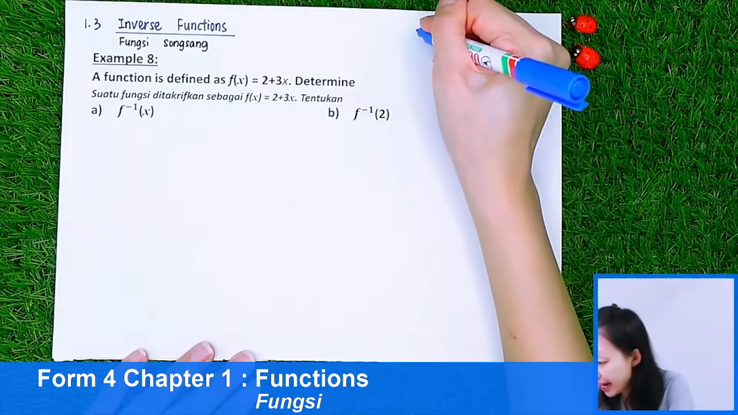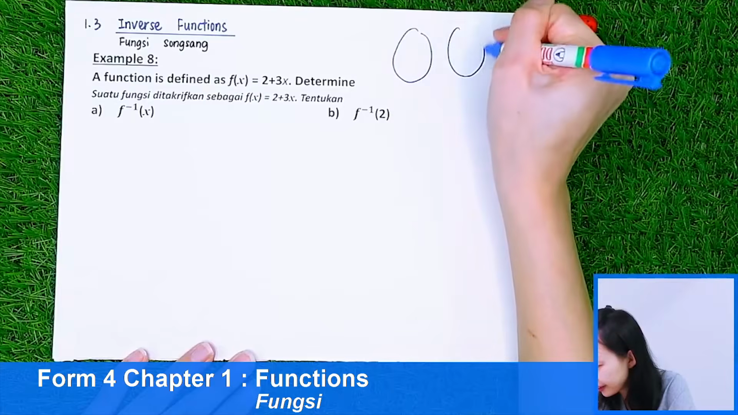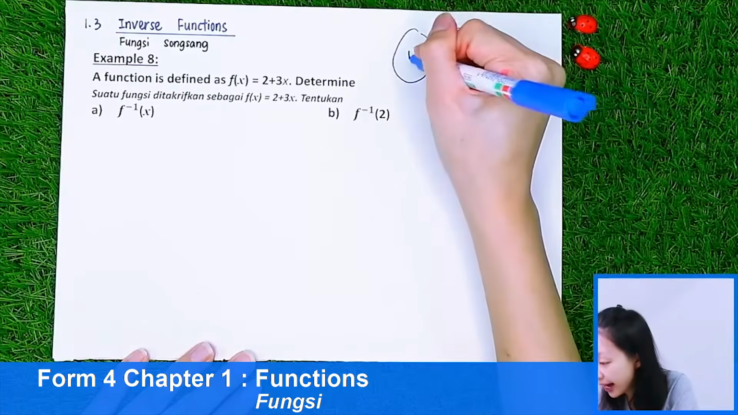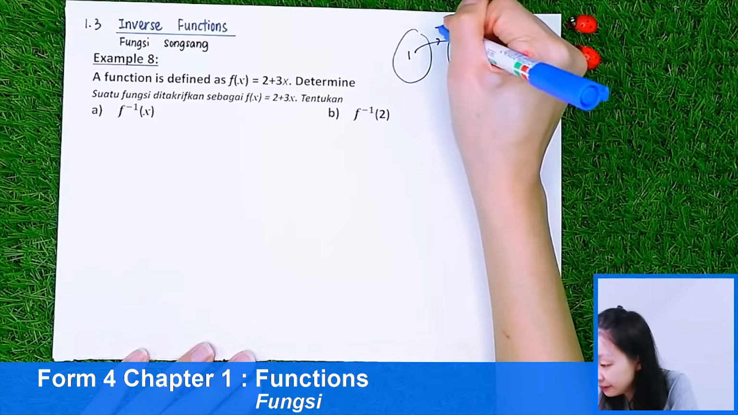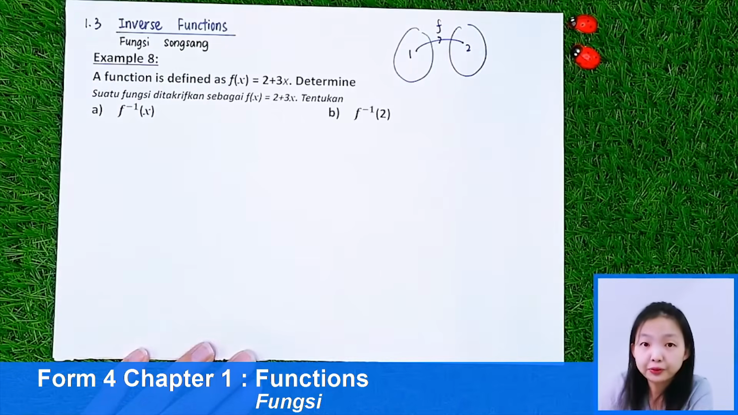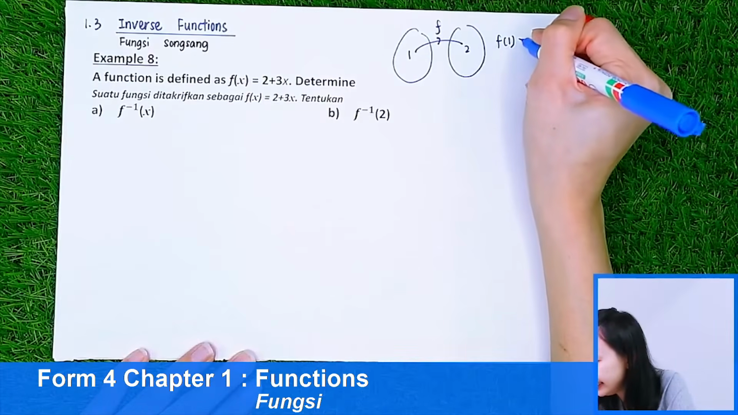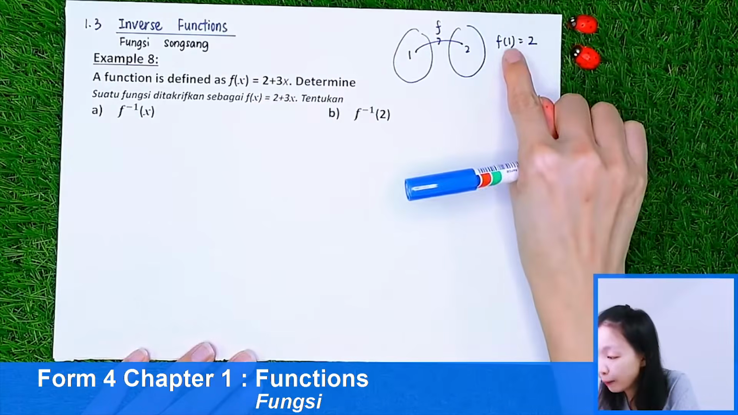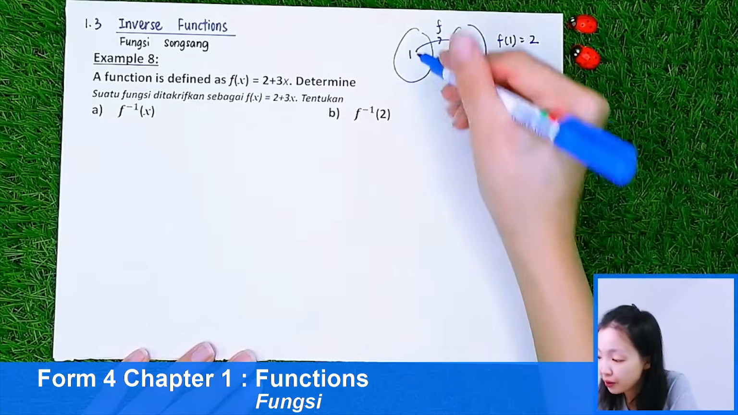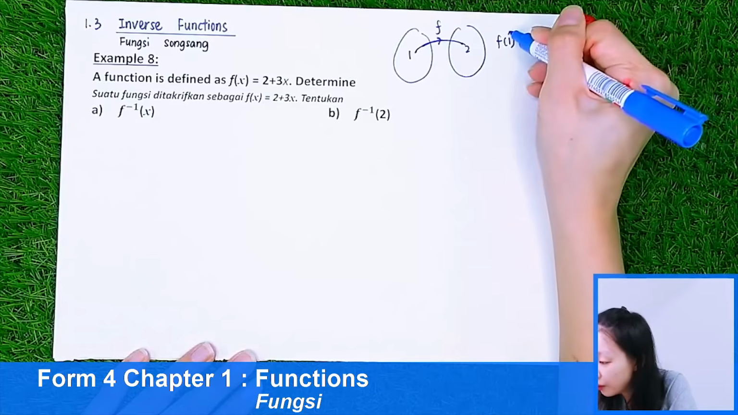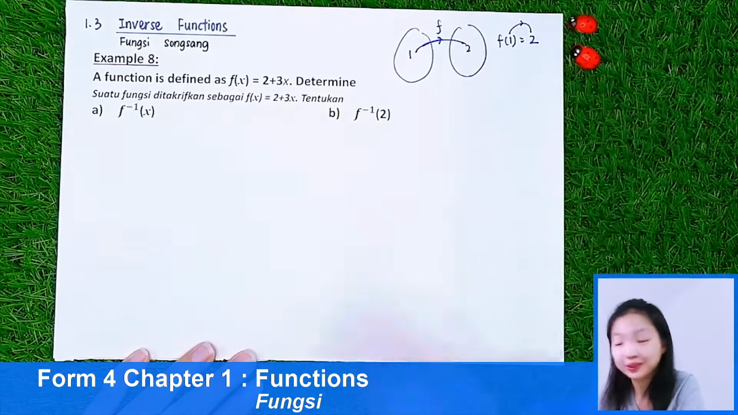Let me draw you the arrow diagram. It will look like this. Let me give you an example. 1, 2. This is the function f. What will you write for the function notation? f(1) is equals to 2. Object, image. From here to here, 1 mapping to 2.